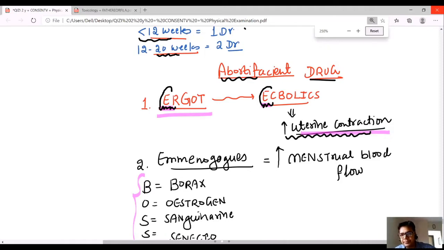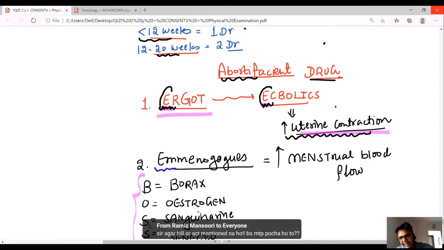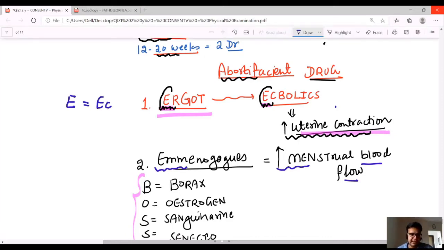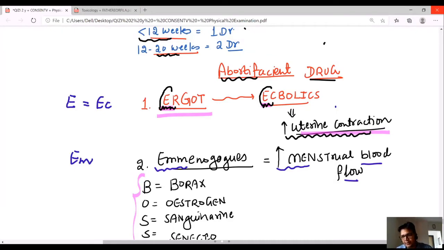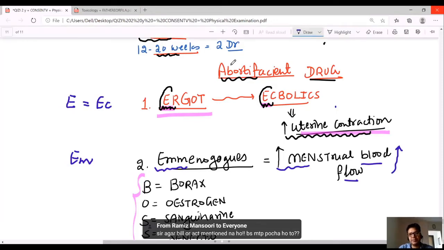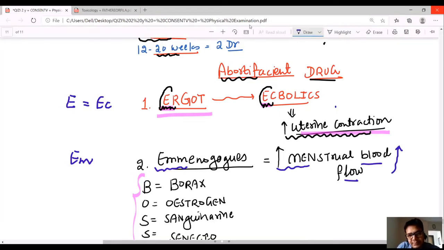Now, second, E for emmenagogues. It increases menstrual blood flow and the fetus is out. Again, I am revising, sir. E for ergot, E for ecbolics. E for emmenagogues, it increases menstrual blood flow and the fetus is out. Absolutely right.